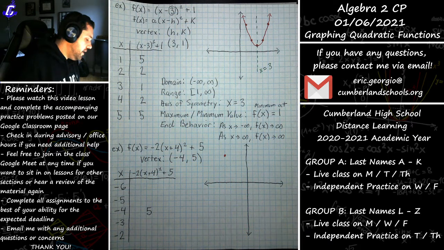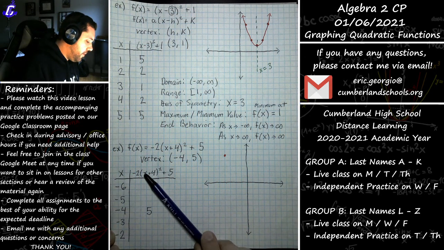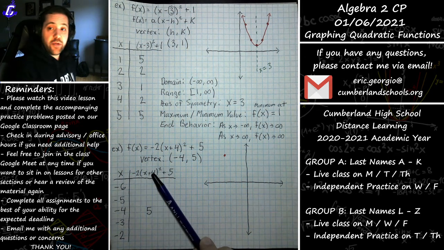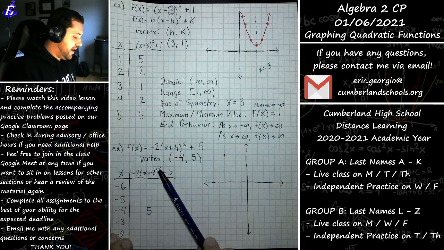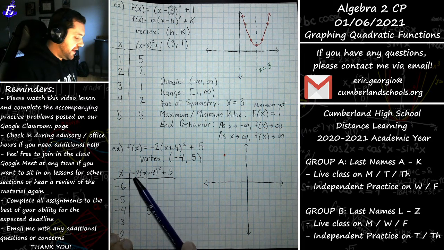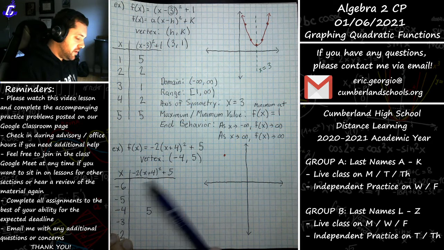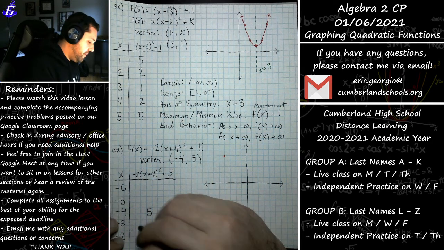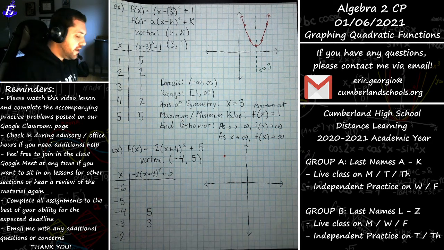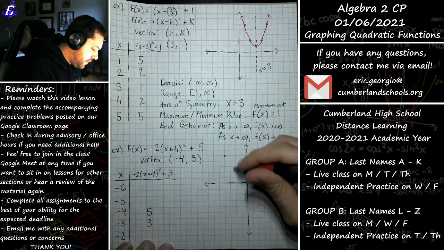Ready? If negative 3 goes in, we would do negative 3 plus 4, which is 1. 1 squared is 1. Times negative 2, 1 times negative 2 is negative 2. Plus 5 is positive 3. And so therefore, my next point would be located at negative 3 comma 3. That would be right here.